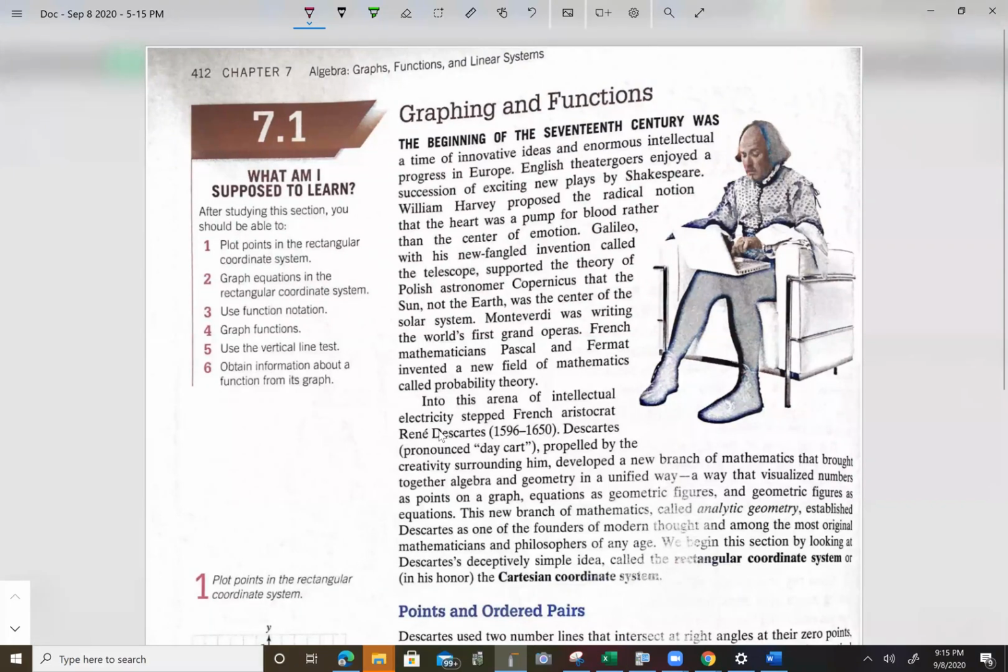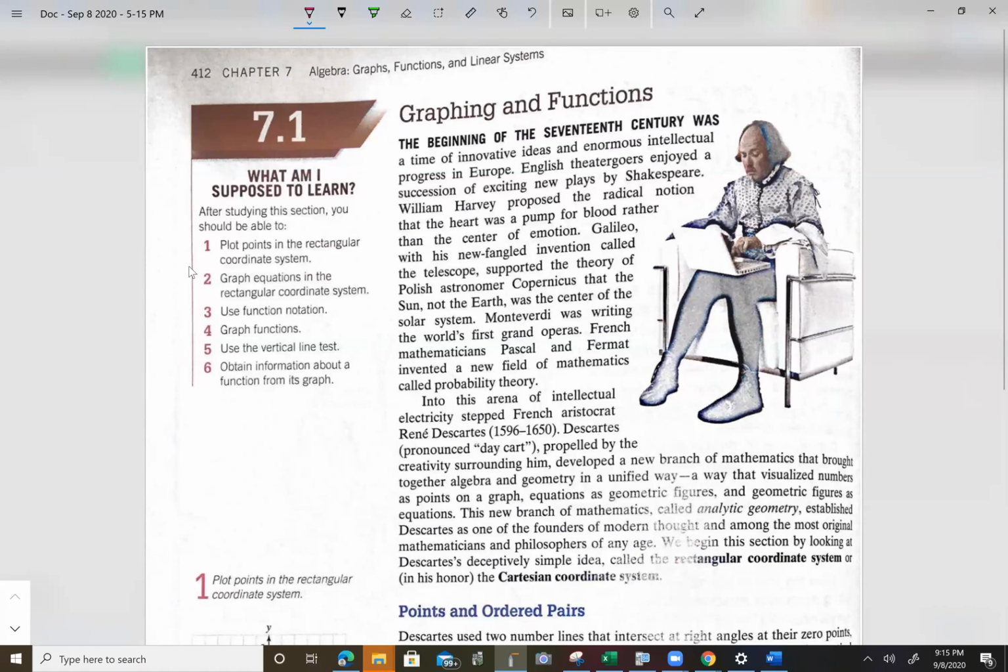Hey guys, so you can either watch this video and take notes with me for chapter 7.1, graphing and functions, or you can read through it on your own, take your own notes. In both cases, you will need to do the checkpoints and will be held accountable for them. So just make sure if you do not understand the checkpoints that you are coming to office hours Tuesdays and Thursdays. It's going to be an important point here moving forward.